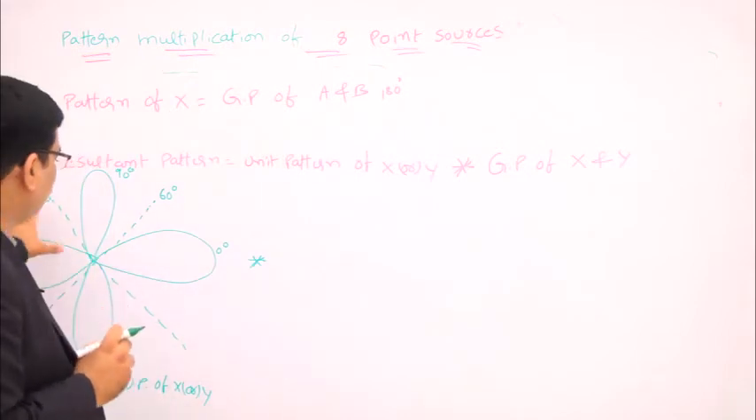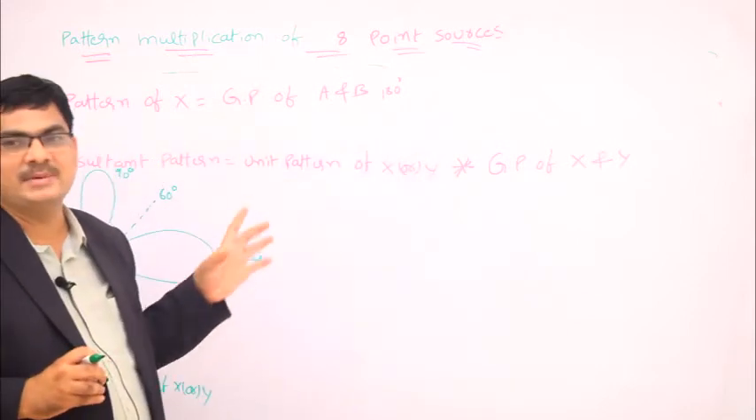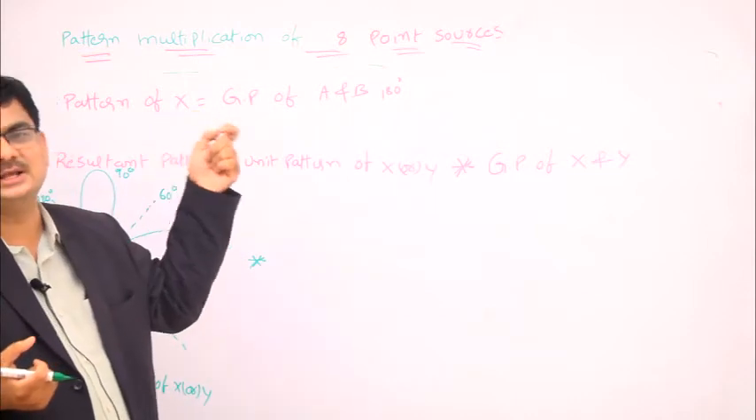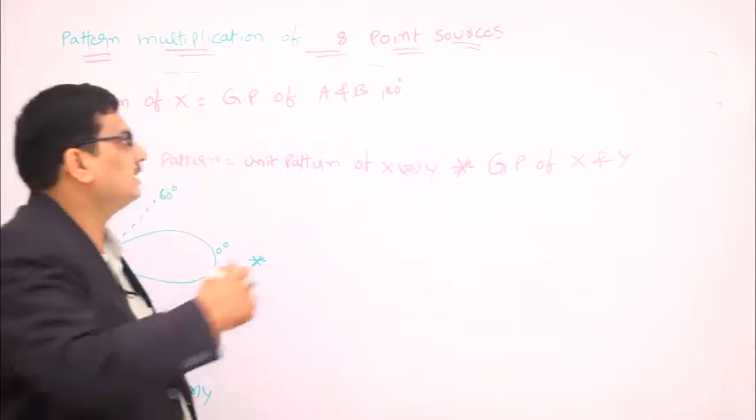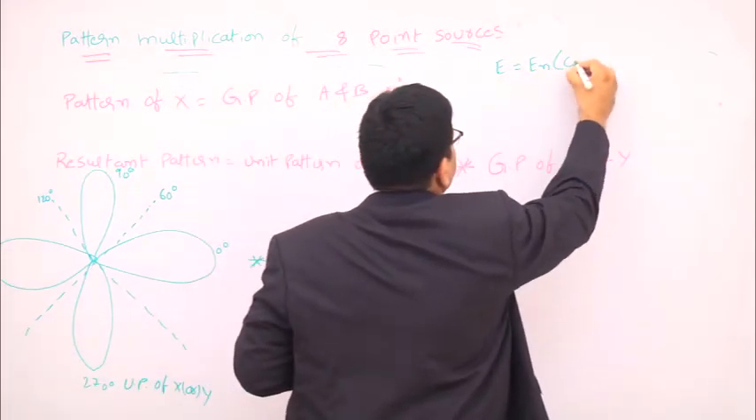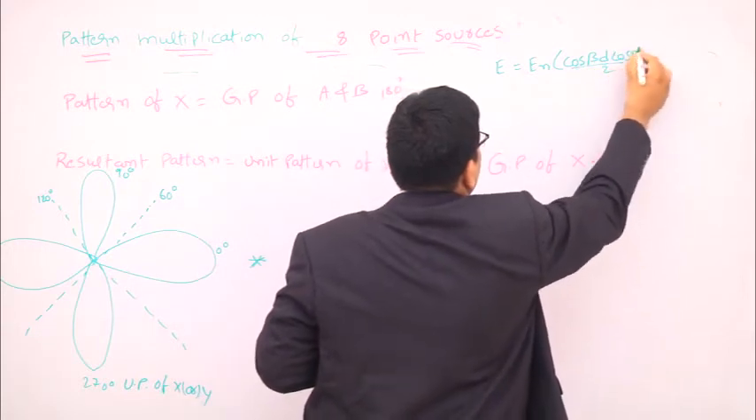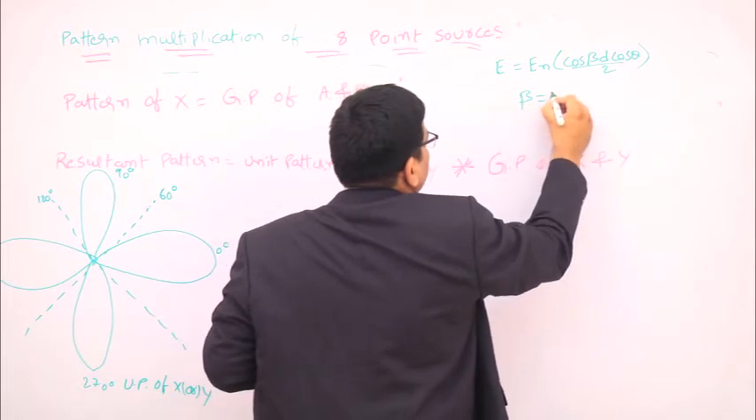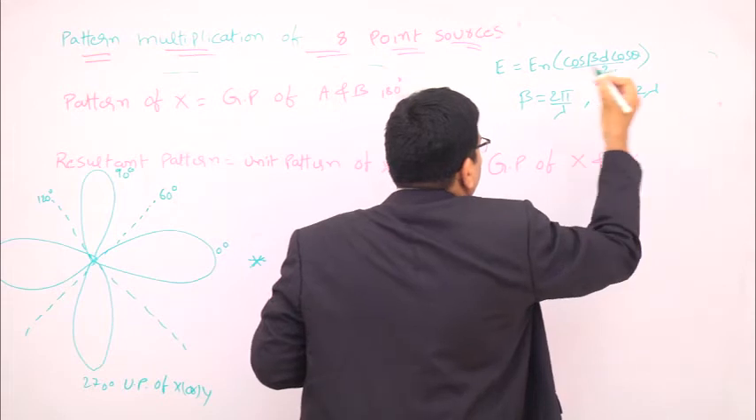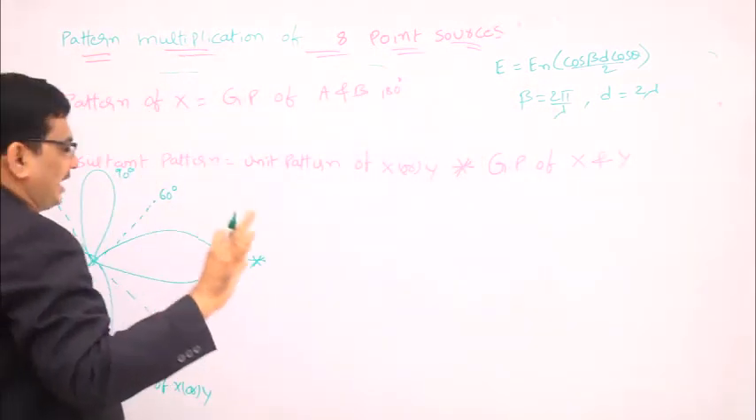The group pattern of x and y is separated by a distance 2 lambda. So if you substitute d equals 2 lambda in the expression, that expression is E equals En into cos(beta d cos theta by 2). In this expression you know that beta is equal to 2 pi by lambda and d is equal to 2 lambda. You substitute these values and you get the maxima and minima conditions.